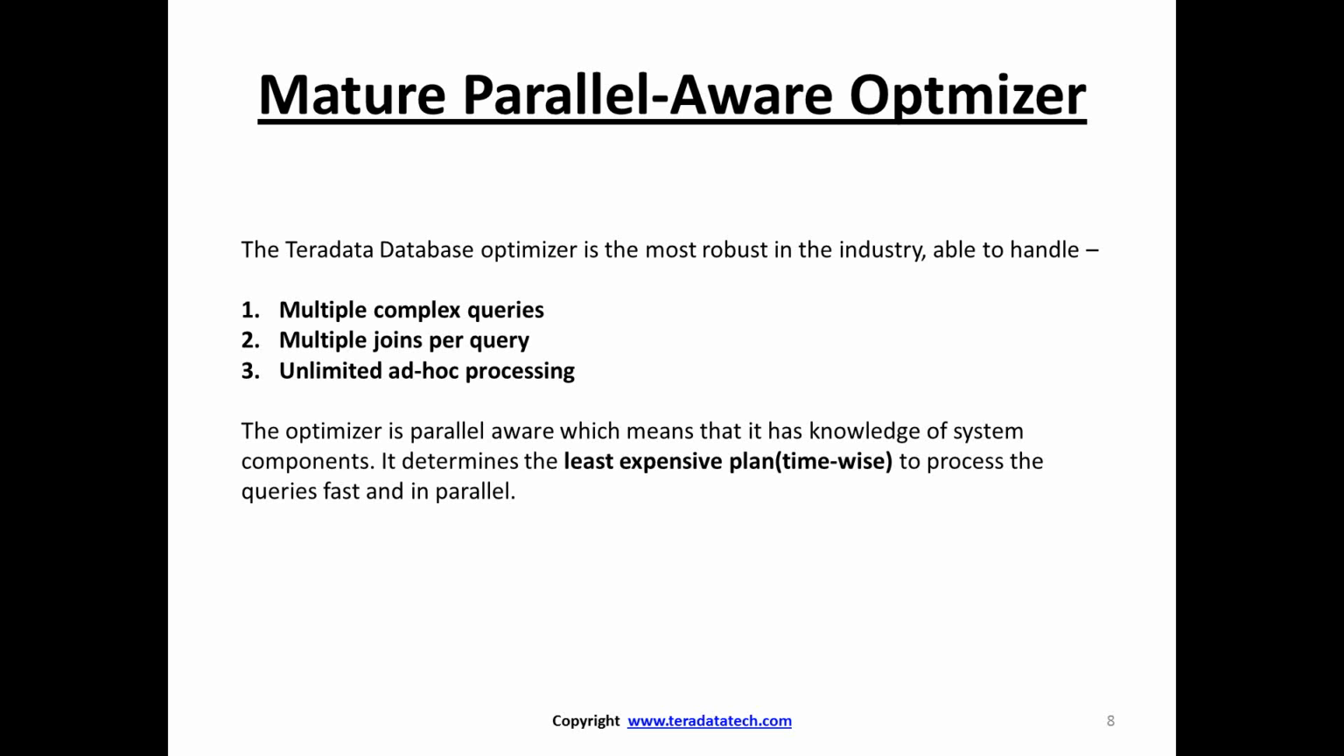The optimizer is parallel aware, which means that it has knowledge of system components. It knows what nodes are attached to the Teradata system, what the total disk space attached to the Teradata system is. It knows all about that. It determines the least expensive plan to process the queries fast and in parallel. The main job of the optimizer is to come out with a plan which is least expensive time-wise as well as resource-wise, so that your queries will work very fast and you will get the result set in a desired time. So this is the optimizer's job, to make the least expensive plan for your queries.